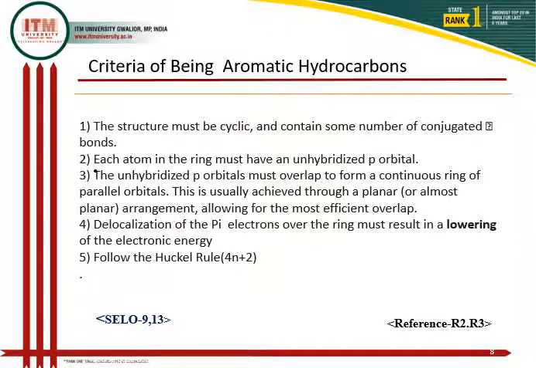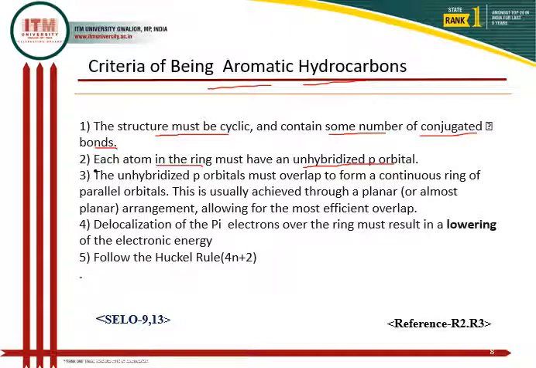What is the criteria of being aromatic hydrocarbons? The first criteria is the structure must be cyclic and contain some number of conjugated bonds. Conjugated bonds means alternate single and double bonds. Each atom in the ring must have an unhybridized p orbital.